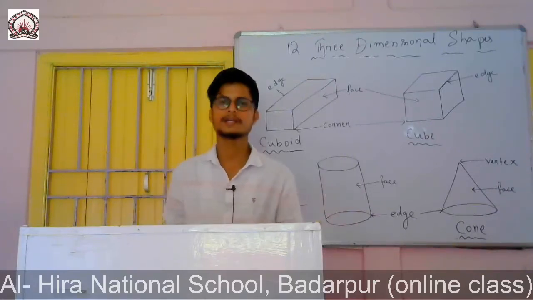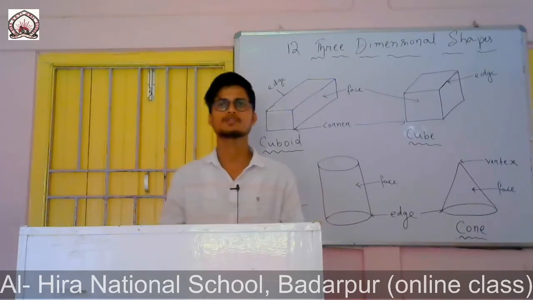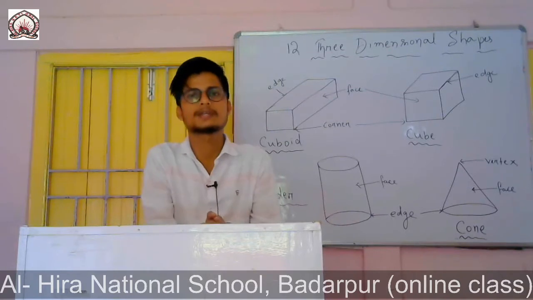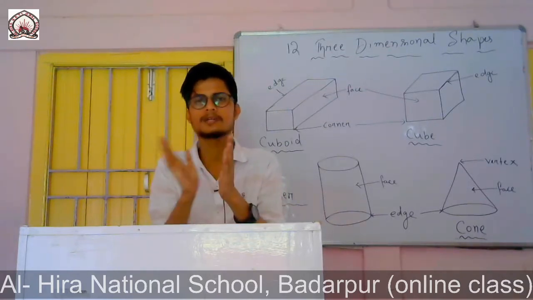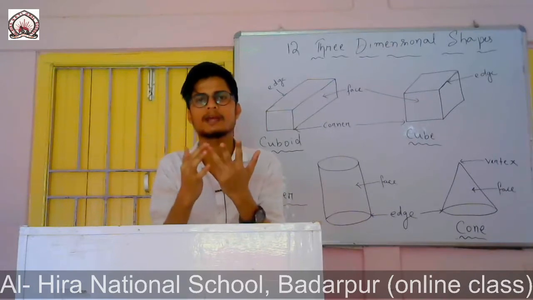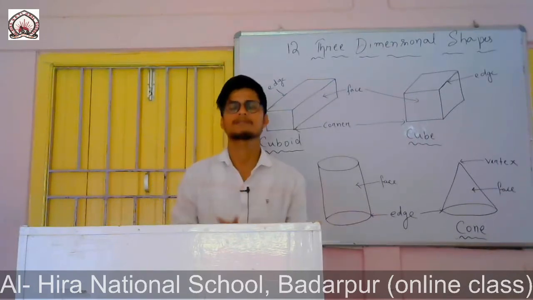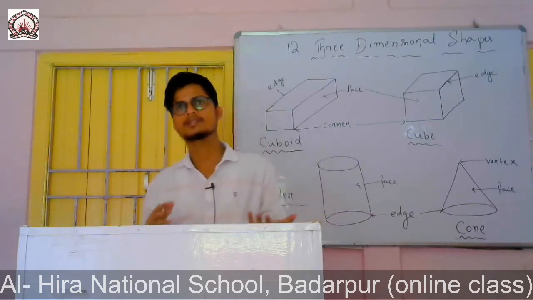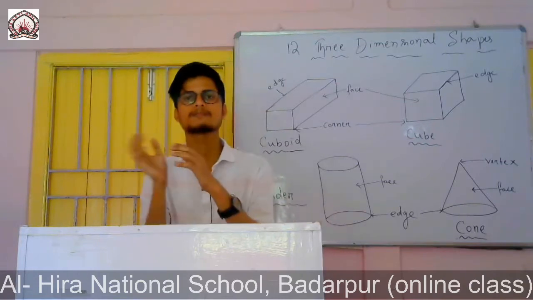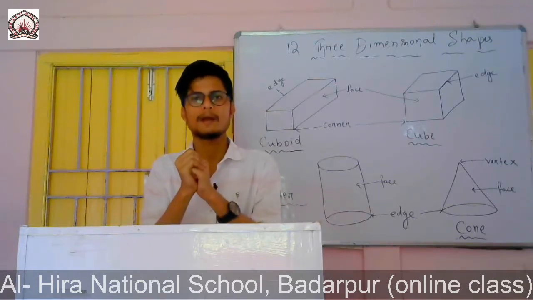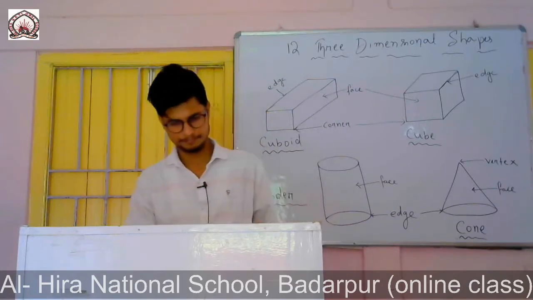So today I'll start a new chapter, chapter number 12. The name of the chapter is three-dimensional shapes. So what is a 3D shape or three-dimensional shape? If any shape has three dimensions like length, breadth and height or depth, you can say it is a three-dimensional shape. There are two-dimensional shapes also. They lie on a single plane, but you will find that this shape lies on more than one plane. Okay, so there are many types of 3D shapes.